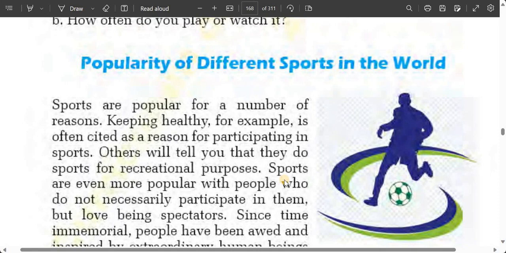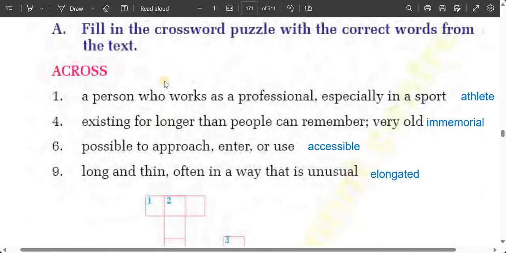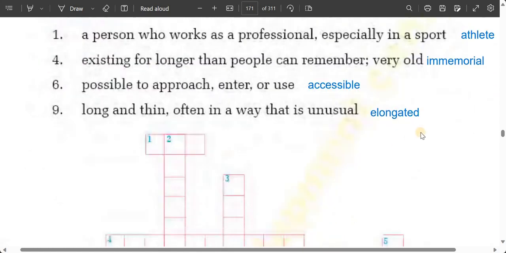Dear students, I will help you do the exercise. Fill in the crossword puzzle with the correct words from the text. Across. A person who works as a professional, especially in a sport: athlete. Existing for longer than people can remember: immemorial. Number 6. Possible to approach, introduce: accessible. Long and thin, often in a way that is unusual: elongated.